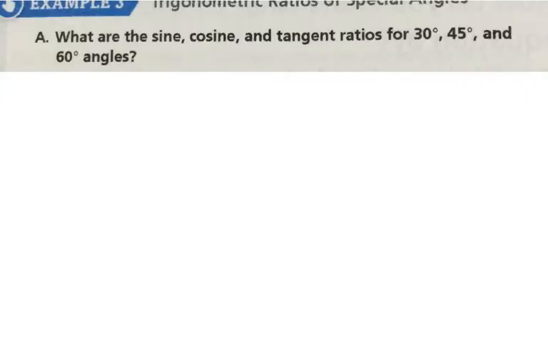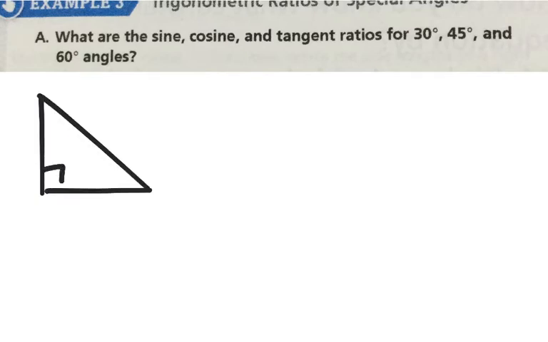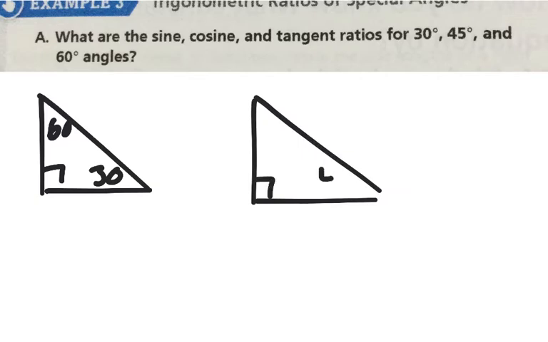Okay, so here it asks me to find sine, cosine, and tangent ratios for 30 degrees, for 45 degrees, and for 60 degrees. So on Thursday, you should have learned about two special right triangles, which are a 30, 60, 90 special right triangle and a 45, 45, 90 special right triangle. Okay, so I know you just learned them, but you're going to have these triangles memorized for this section.